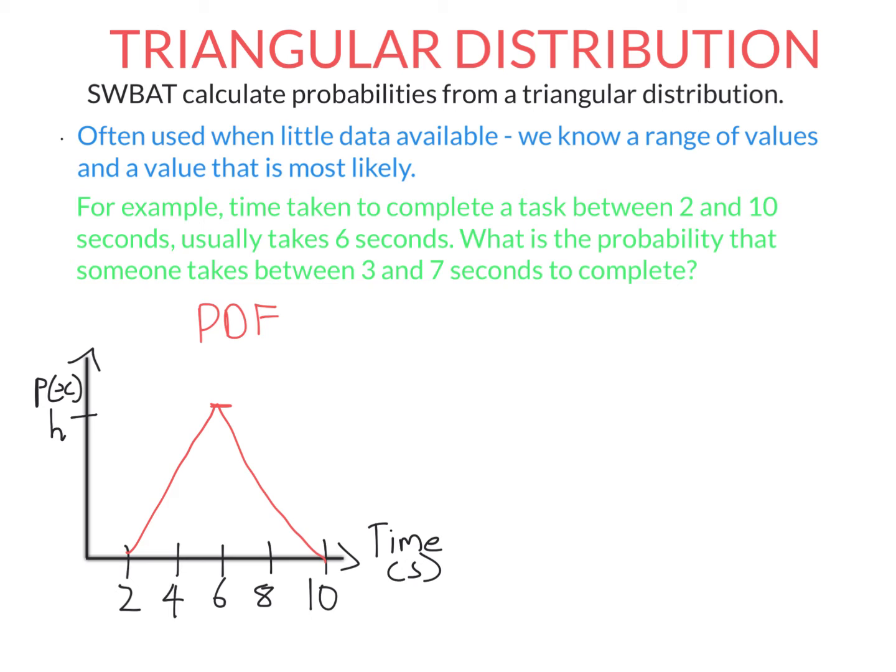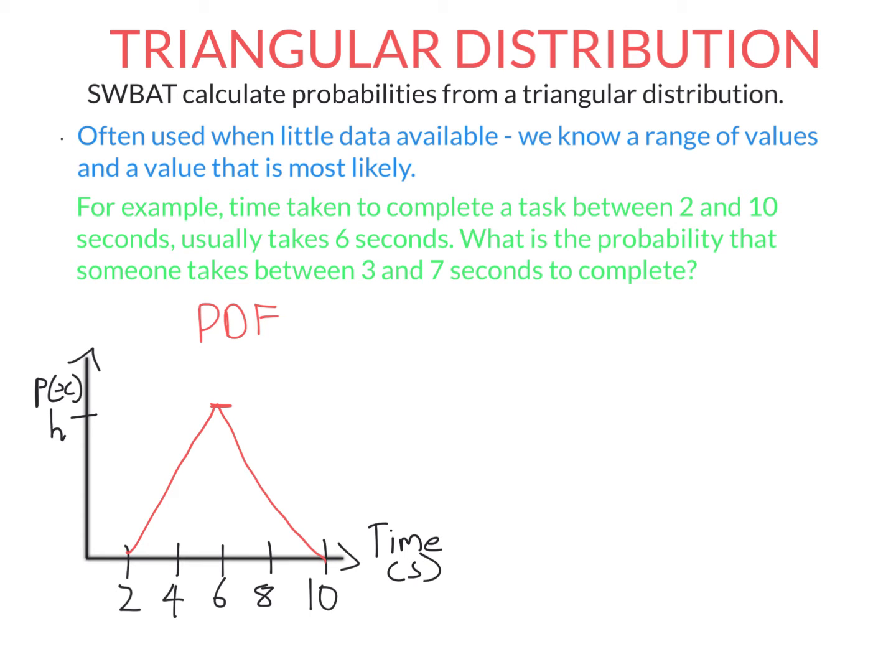This is preferable to, say, the uniform distribution, because that would be a straight line. That would mean you'd have the same chance of taking 6 seconds as you do 2 or 10 seconds. But the triangular distribution allows us to have a mode, a clear value that is most likely to occur. As you can see, most people will complete around 6 seconds, few will complete in 2 seconds, and few will take as long as 10 seconds.